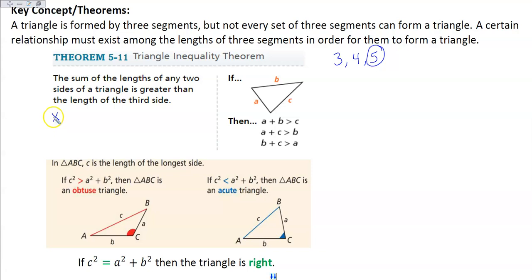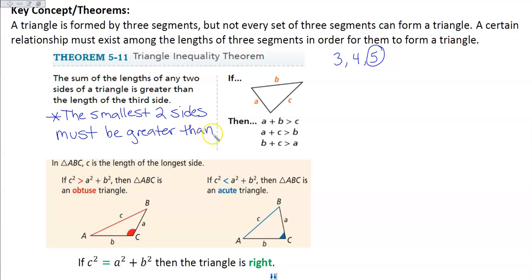So the key here, this I do want you to write down, is that the smallest two sides must be greater than the longest. Okay, because that's going to make the difference. Will 3 and 4 add to be greater than 5? Yes, because neither of those are already greater than 5. So it doesn't make sense to do all three of these. It only makes sense to do the one with the smallest two.